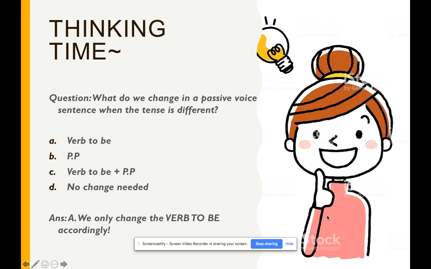Now is your thinking time. What do we change in a passive voice sentence when the tense is different? Can you pretend that you cannot see the answer? What do we change? It's quite obvious. Obviously, it will be option A, verb to be. We only change the verb to be accordingly. When we have different tenses, we don't change the PP. PP is always PP. And of course, we don't change the subject.